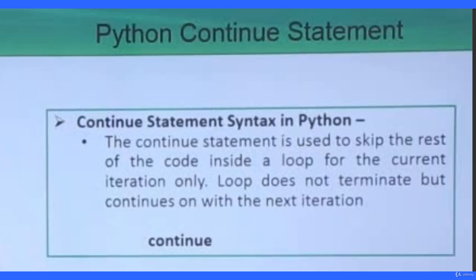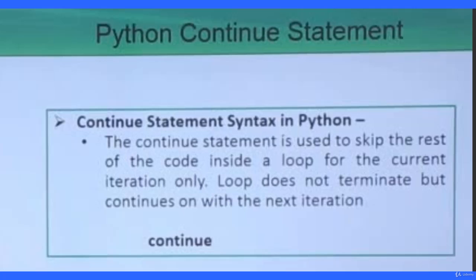That means, suppose we have 10 statements in the loop. On the 5th statement we have written continue, and whenever we execute this continue, the remaining 5 statements, that is statement number 6 to statement number 10, will remain unexecuted, and again the test condition will get the control. The condition will be checked, and if the condition is true the looping will be done again, otherwise it will come out of the loop.